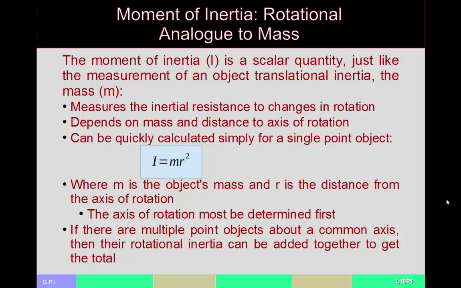And if there are multiple point objects about a common axis, then the rotational inertia of the set of objects can be added together to get the total moment of inertia for the system. So that means if you have, for example, 2 point objects that are rotating about a common axis, then you take the rotational inertia of the first and you add it to the rotational inertia of the second, and that gives you the rotational inertia of the system.